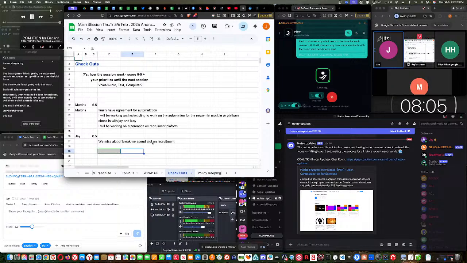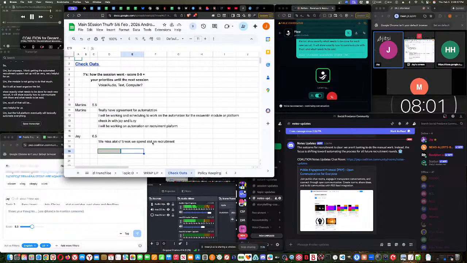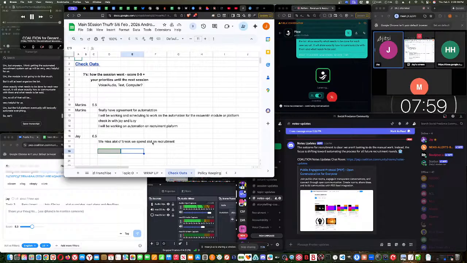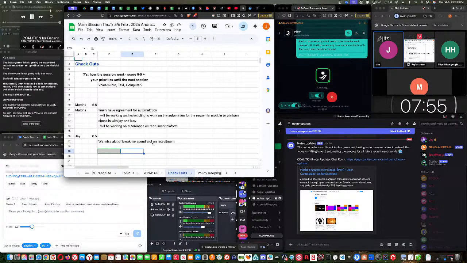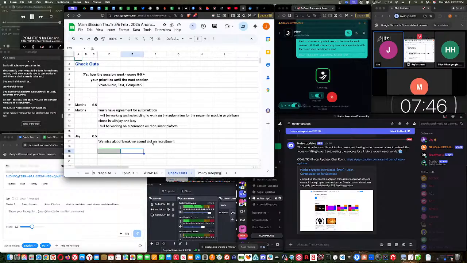But the full platform eventually will basically automate everything. So we'll see how that goes. We also can connect Amica to the recruitment module. So Amica will be fully functional in the module without the full platform. So we don't need to do the full platform for that.